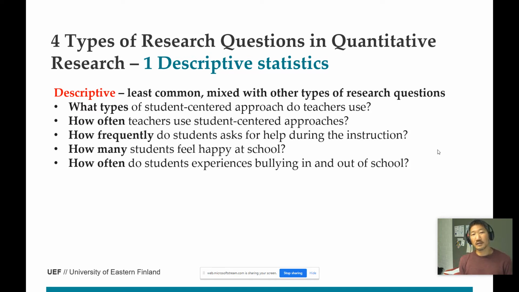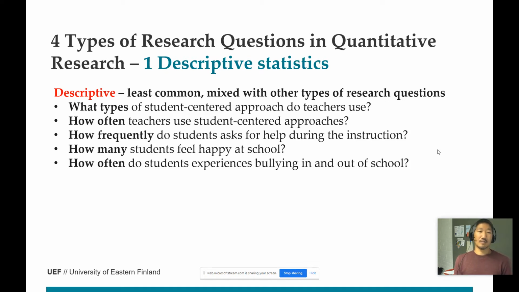Examples of descriptive research questions are: what types of student-centered approaches do teachers use, how often do teachers use those kinds of approaches, and how frequently do students ask for help during instruction. As you can see, descriptive statistics deal with the frequencies that they experience. When students get this question, they usually mark from 1 to 4, like never, sometimes, often, always. Based on those frequencies, we calculate the numbers.